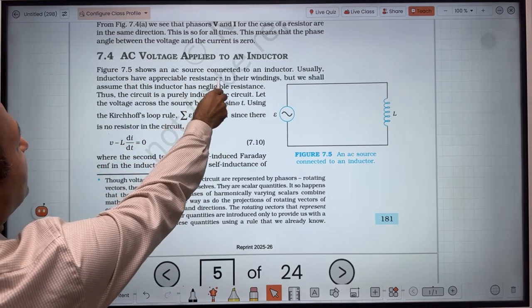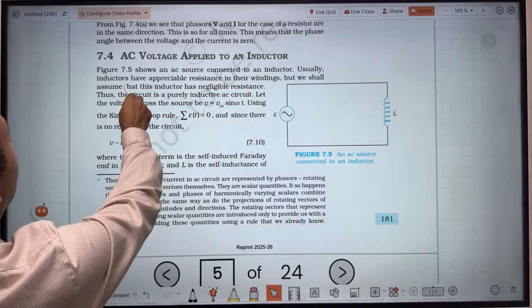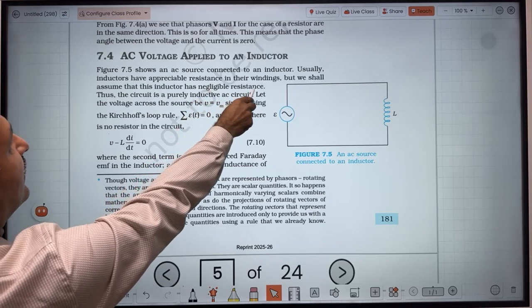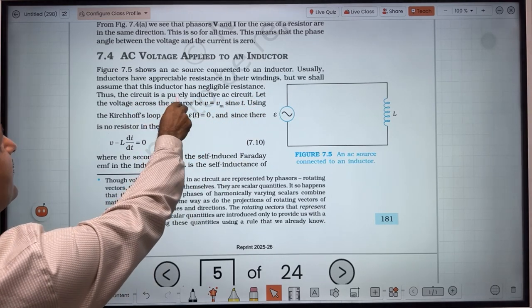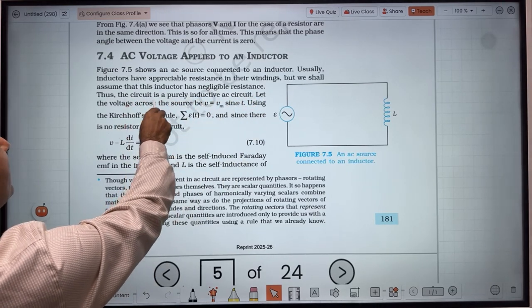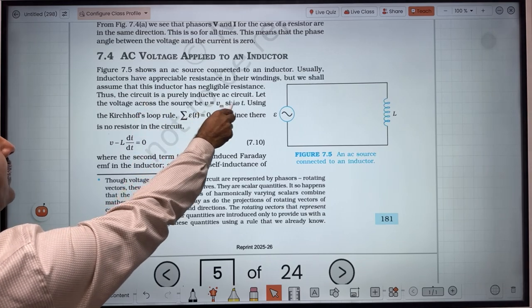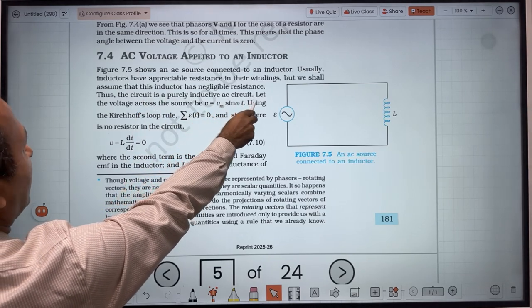Figure shows an AC source connected to an inductor. Usually inductors have appreciable resistance in their winding, but we shall assume that this inductor has negligible resistance. The circuit is purely inductive as an AC circuit.